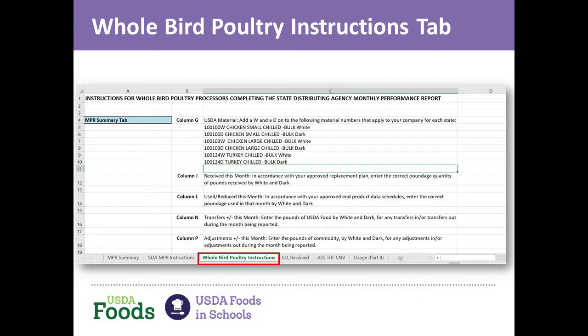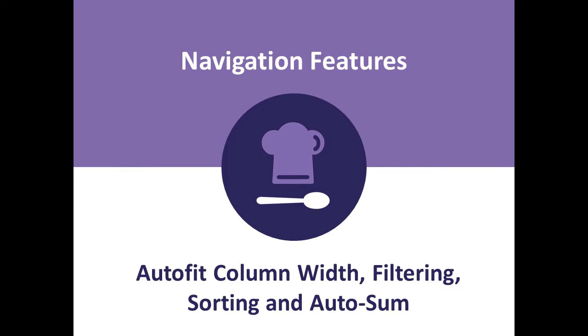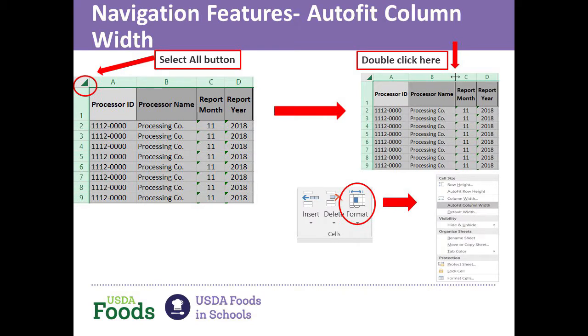Now that I've covered the changes to the template, I will go through basic navigation features such as adjusting the column width, filtering, sorting, and the AutoSum function to create personalized reports. To begin, make sure all the data in the cells are readable. You can do this by quickly auto-fitting all columns on the worksheet. Click the Select All button and then double-click any boundary between two column headings. As an alternate, select All, and from the Home button in the Cell section, select Format and scroll to Auto-Fit Column Width to adjust the column.